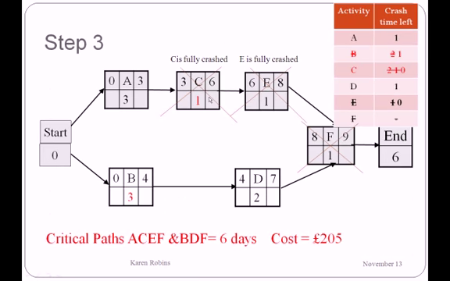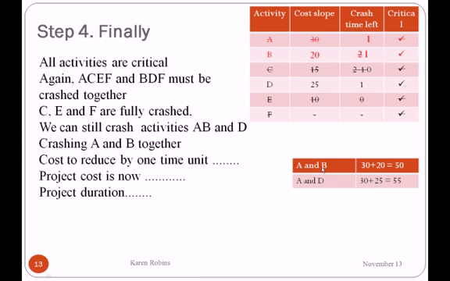We can now see C is fully crashed, and we've got a choice of A, B, and D to crash for the next one. So if we want to reduce to 5 days, then we'd have to crash a combination of A and B together or A and D together. Remember, it has to be one activity off each path. So A and B together is 50, A and D together is 55, and the cheapest one is A and B. So let's crash activity A and B together. A goes down to no crash days left, and B goes down to no crash days left.